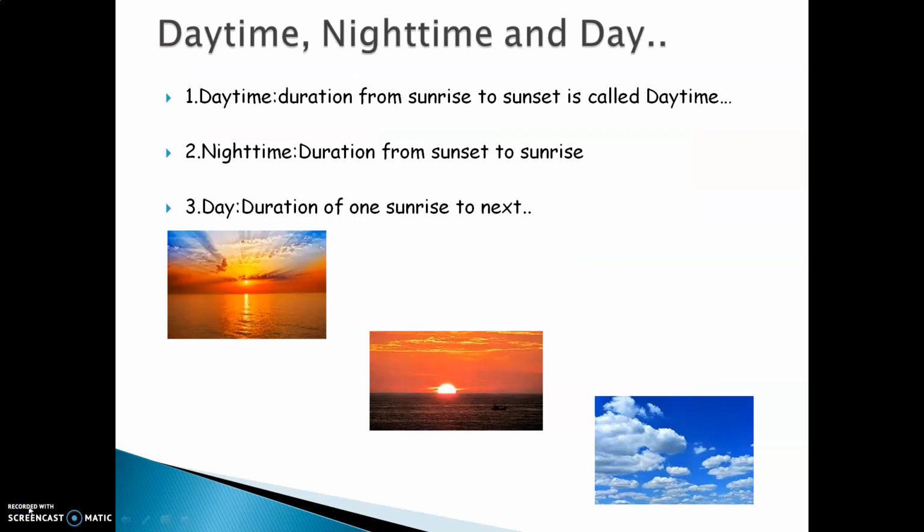Let us go through the most important 3 phases in a day: daytime, nighttime, and day. Daytime is the duration from the sunrise to the sunset. Nighttime is the duration from the sunset to the next sunrise. Day is the duration from one sunrise to the next. Now these are very easy concepts. All of us know what a daytime, nighttime, and a day are.